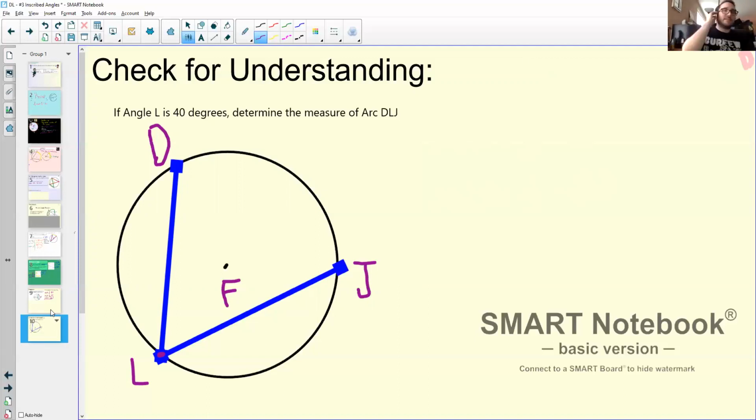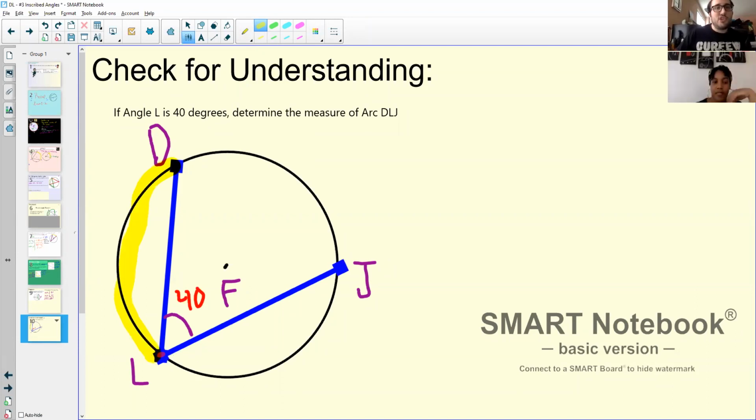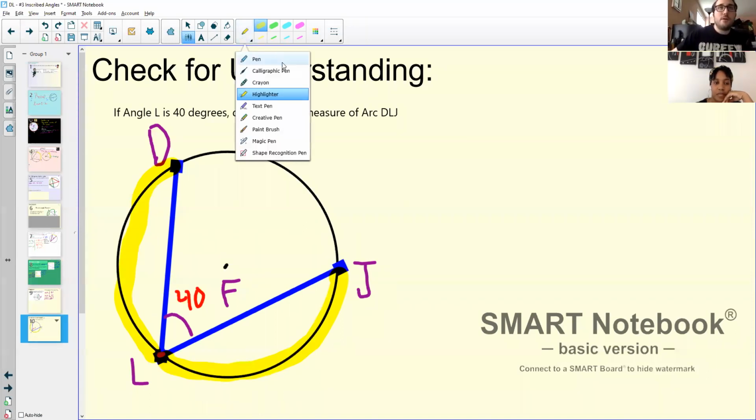All right, so type out your answers. If angle L is 40 degrees, determine the measure of arc DLJ. So I see some people say 280. Okay, so let's go over it. So if angle L is 40 degrees, let me do this in a different color. If this is 40 degrees, okay? And we want to find DLJ, right? Let's highlight DLJ. So here's D to L to J. It's this huge major arc. This is what they love to do on the regions, okay?